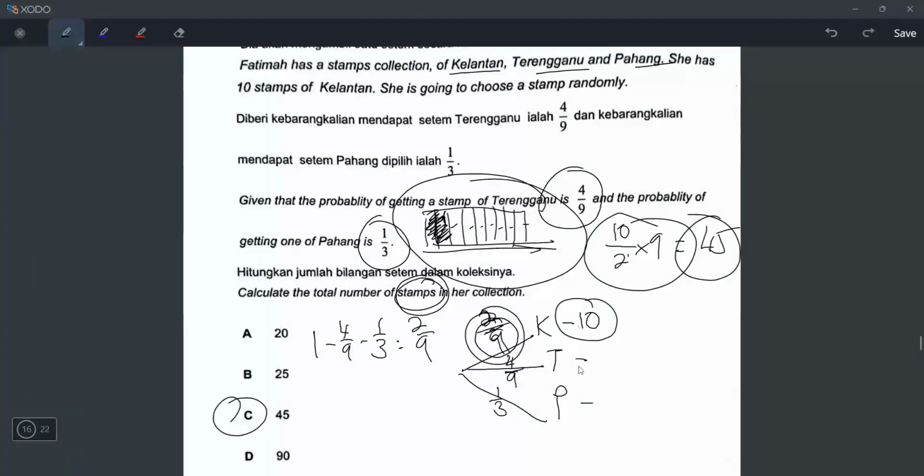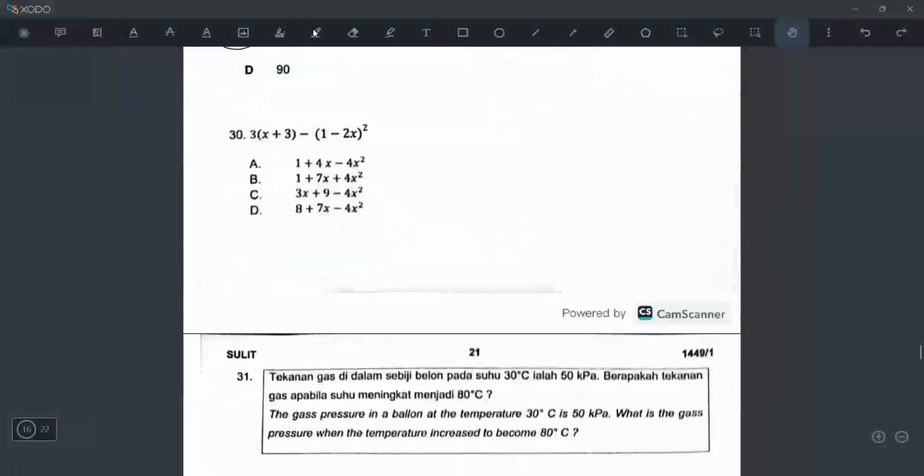But of course, there are students who will say something like, maybe what if I find this first and then I find this first and then add all together? Can also. Can also, it's like the same one. The answer is the same one. Okay. So yeah. All right. Let's move on. Number 30.